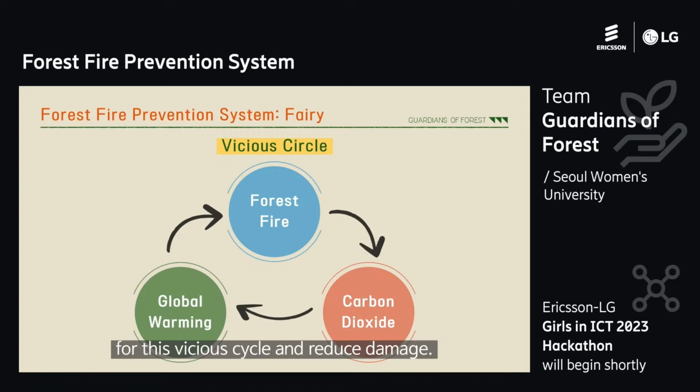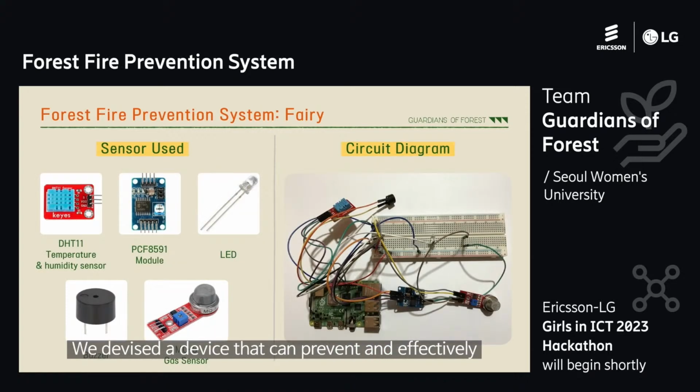and reduce damage. We devised a device that can prevent and effectively suppress wildfires by connecting a Raspberry Pi with a DHT11 temperature and humidity sensor, gas and smoke sensing gas sensors, and sprinklers, and reducing ultra-low frequency distraction caused by wild animals. Due to the nature of the demo, the sprinkler is replaced with an LED and the ultra-low frequency with a buzzer.